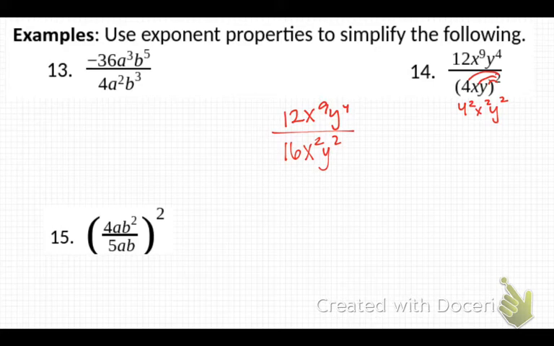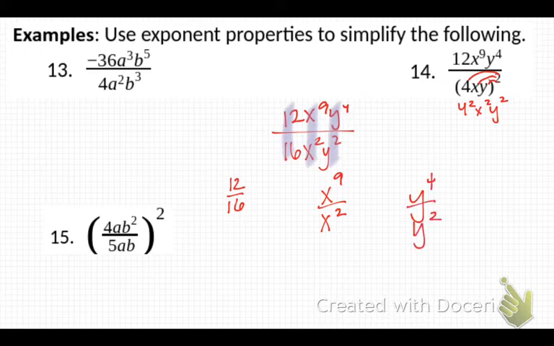Now, I have 3 different parts of this. I have my coefficient term, I have my x term, and I have my y term. And I can solve these each separately. So I have 12 over 16. I have x to the 9th divided by x squared. And I have y to the 4th divided by y squared. Okay. So what is 12 divided by 16?